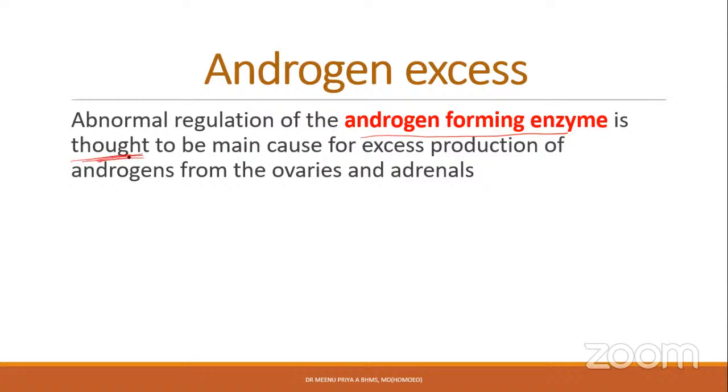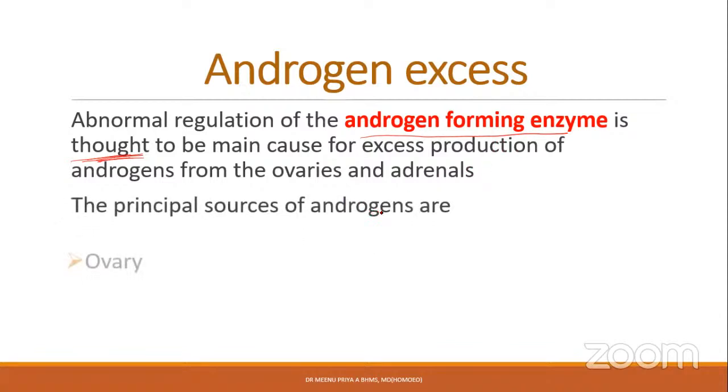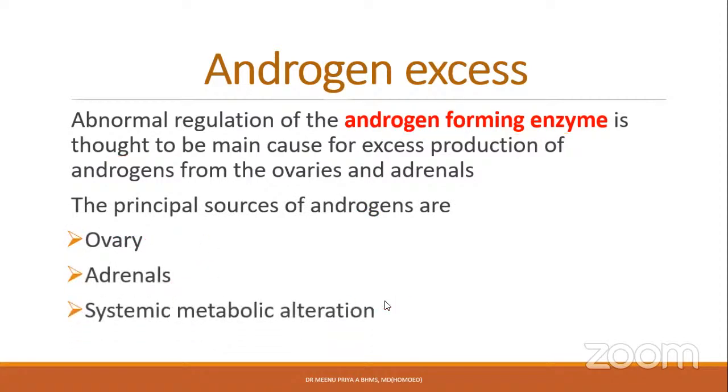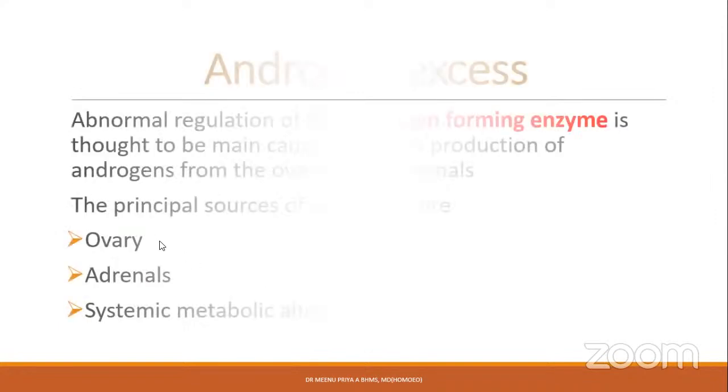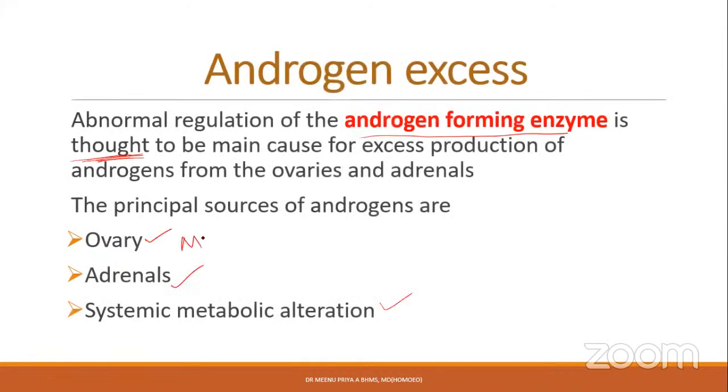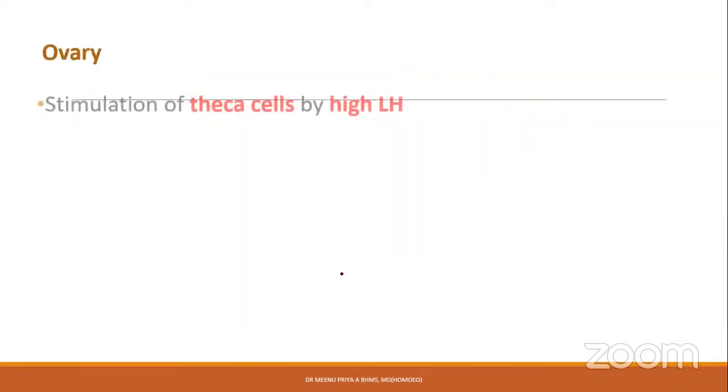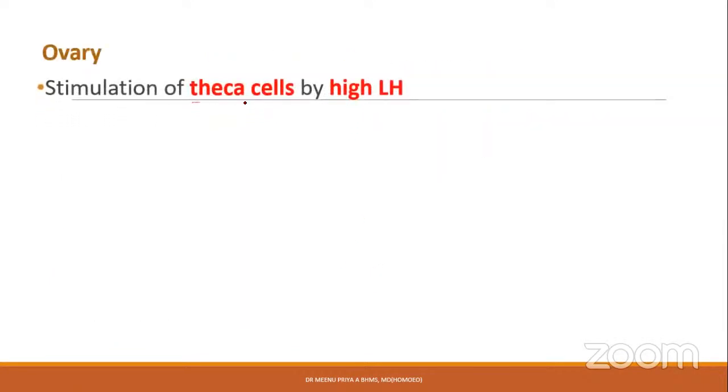Exactly the pathophysiology behind PCOS is not known, but the main cause is excess production of androgens from the ovaries and adrenals. The principal sources of androgens in a female are the ovary, adrenals, and then systemic metabolic alterations. Most commonly the excess occurs in the ovary. In the ovary, there are theca cells. This is what I was telling. Theca cells in the ovary have the capability of producing androgen.